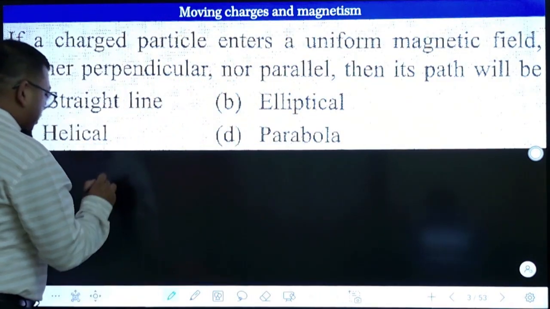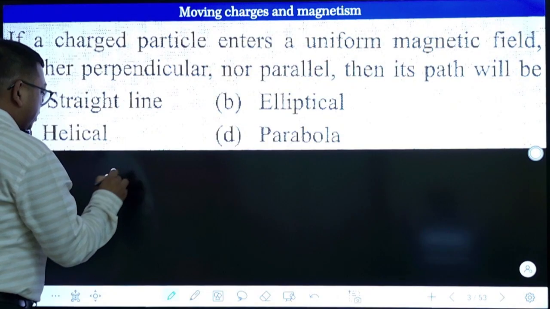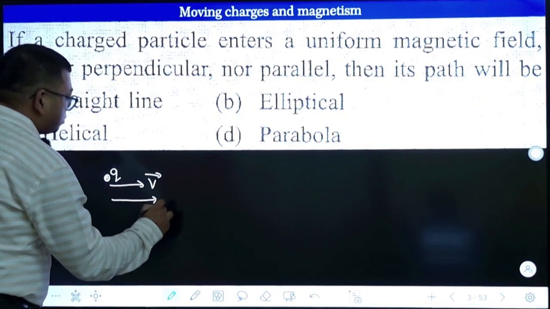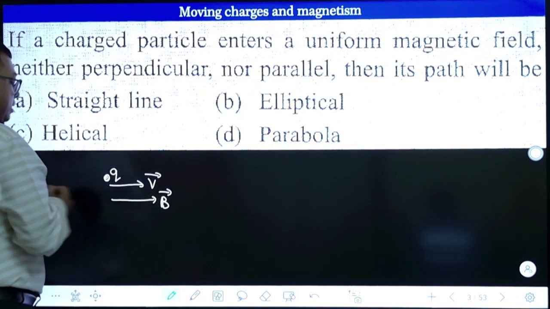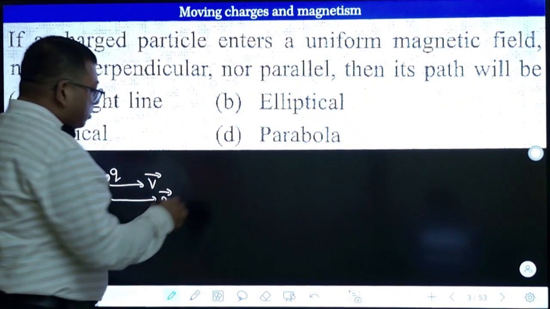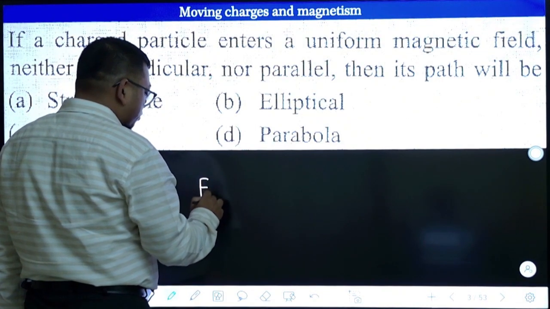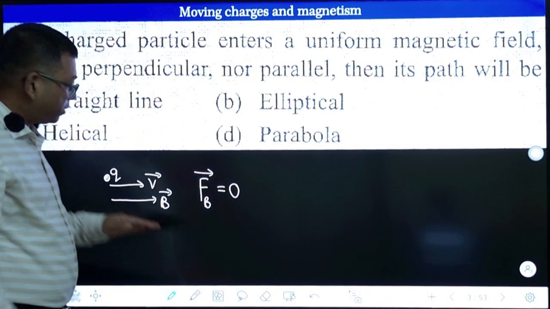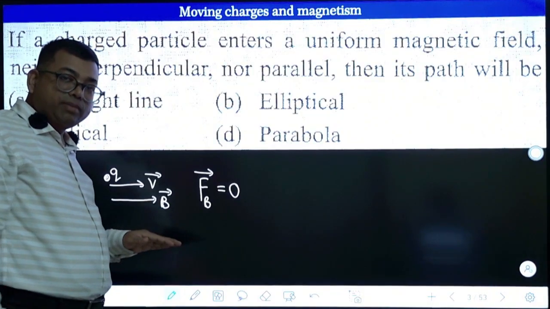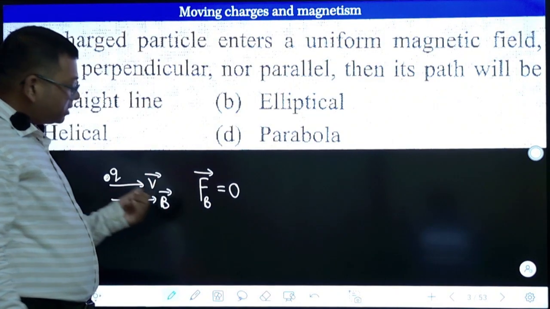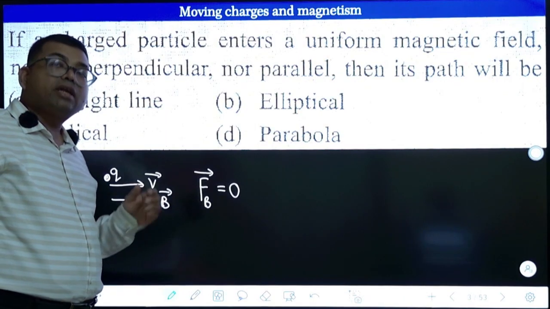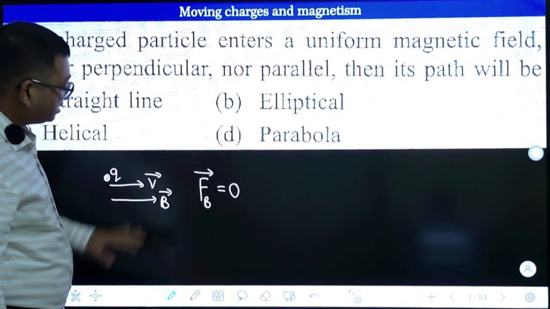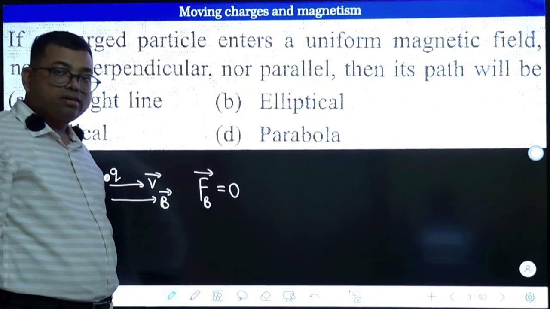Suppose a charged particle q is going with velocity v vector, which is parallel to the magnetic field, or it can be anti-parallel also, it does not matter, but the magnetic force is going to be 0. Why? Because velocity is making 0 degree with the magnetic field, or if velocity makes 180 degree with the field, then also force is 0, right? So in this case the body will continue in a straight line.